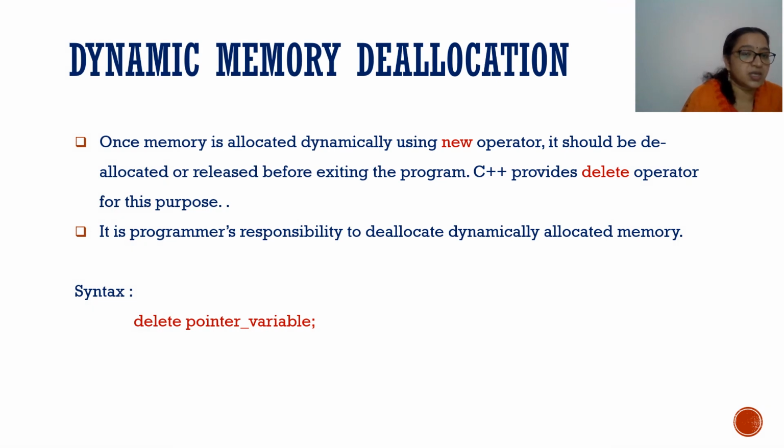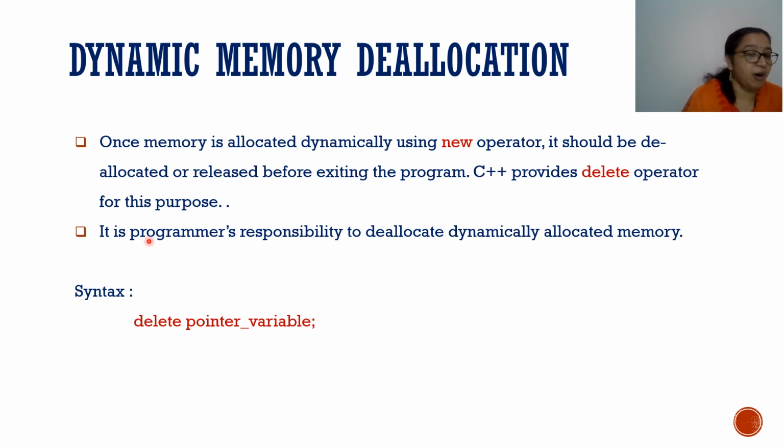So this shows how we can deallocate the memory. Once memory is allocated dynamically using the new operator, it should be deallocated or released before exiting the program. So we need to deallocate that space before exiting the program. How can we deallocate? C++ provides the delete operator for this purpose. Through the delete operator, we can deallocate the memory block we created by using the new operator.